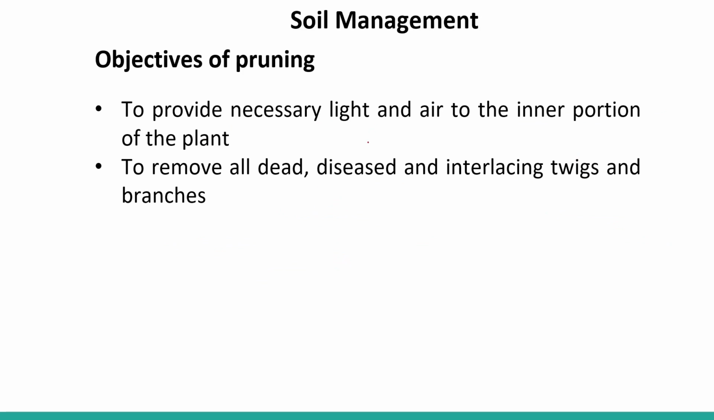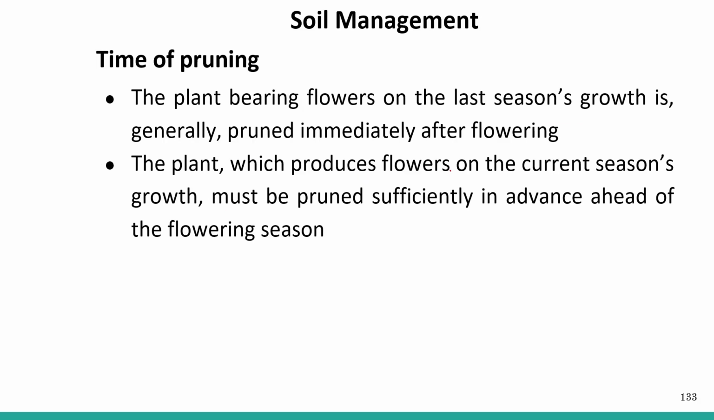It also provides necessary light and air to the inner portion of the plant. So generally the inner portion of the plant does not get proper sunlight and air. So when pruning is done, the branches emerge out and they get proper light and air. To remove the dead, diseased and intercrossing twigs and branches. So sometimes the apical part of the plant has some dead or diseased portion, right? So in that case also pruning can be done.